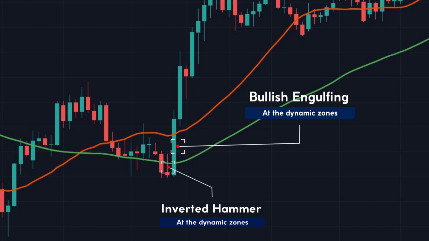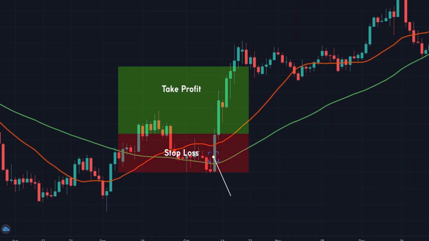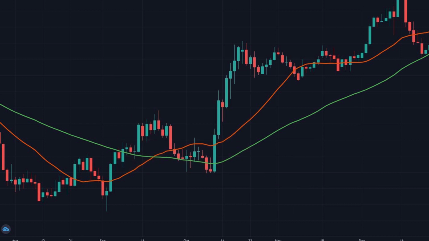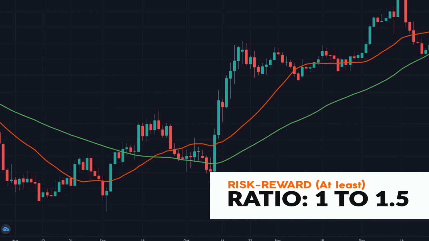Now regarding your stops, we will logically set our stops above or below the dynamic support and resistance levels, depending on the direction we are taking. As for your target, it is good to aim for at least a risk-reward ratio of 1 to 1.5 so that you have the best chance of making money with this strategy.